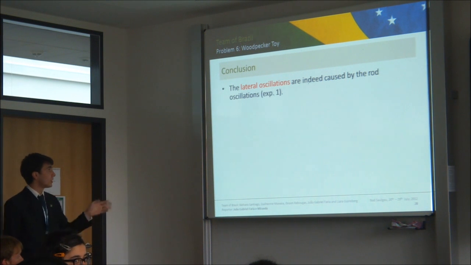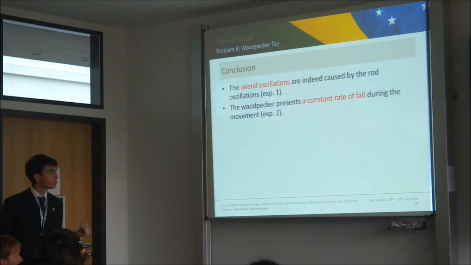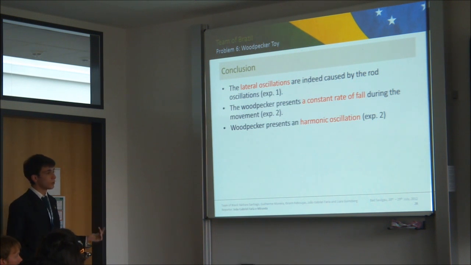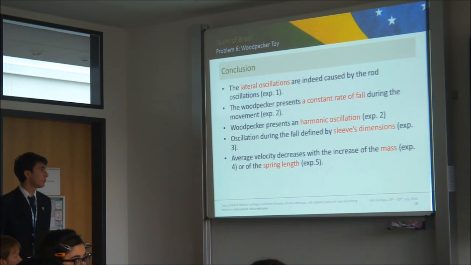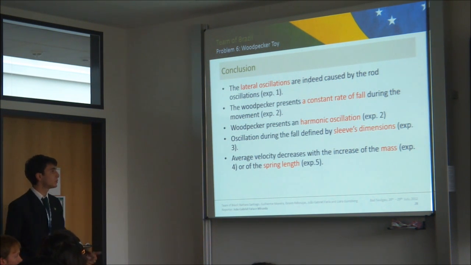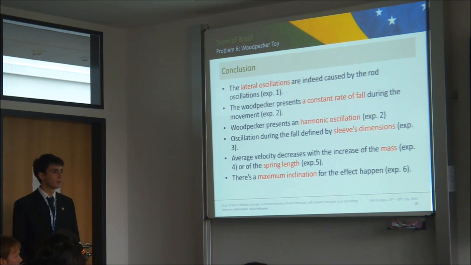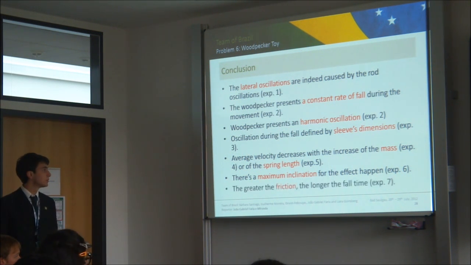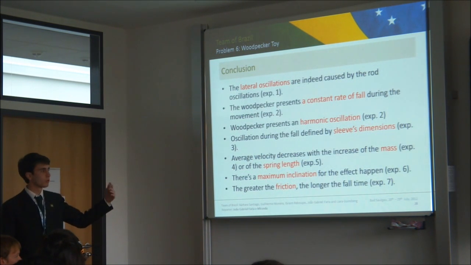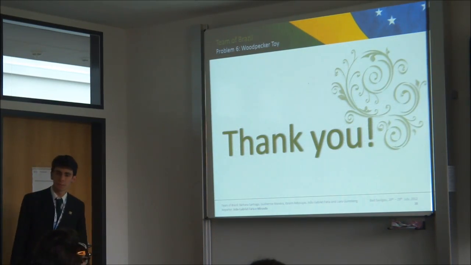In conclusion, the lateral oscillations are indeed caused by the rod oscillations, as we see in experiment 1. The woodpecker presents a constant rate of fall during the movement, as we can prove in our experiment. The woodpecker presents a harmonic oscillation, as you could see in our experiment 2. Oscillations during the fall are defined by the sleeve's dimensions, and the average velocity decreases with the increase of mass or of the spring length. There is a maximum inclination for the effect to happen. We hope that we presented all the points and all the parameters, and the greater the friction, the greater the influence. These are our references. Thank you for your attention.